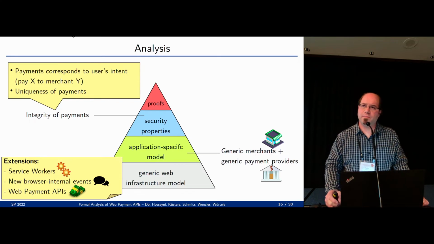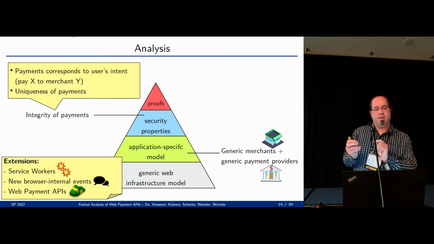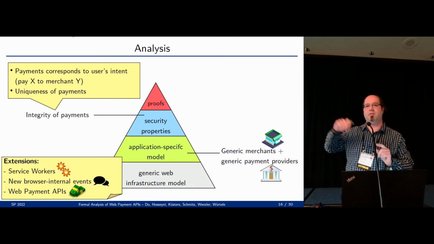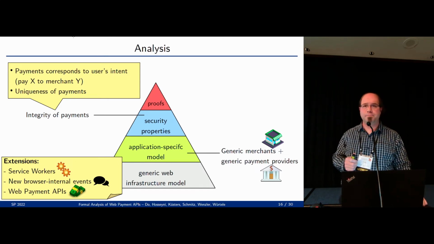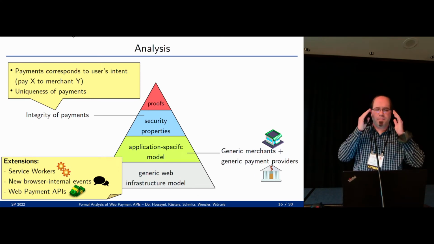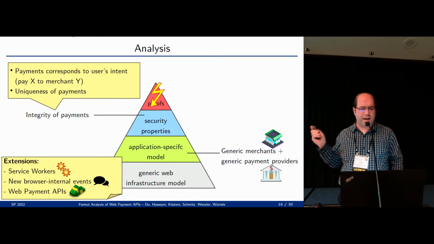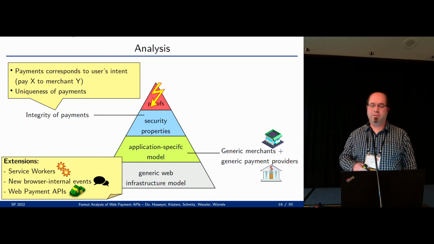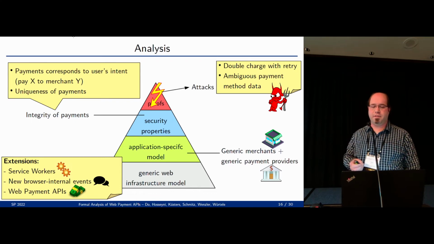As security properties, we identified 2 integrity properties. One is that a payment that is performed by a payment processor always has to correspond to the user's intent, namely to pay amount X to merchant Y. And the other one is uniqueness of payments, roughly speaking, that a payment should never be executed twice. You might have guessed it by now, our proofs didn't go through because we identified several flaws in the specifications and discovered 2 severe new attacks.